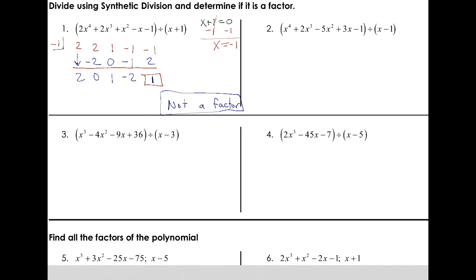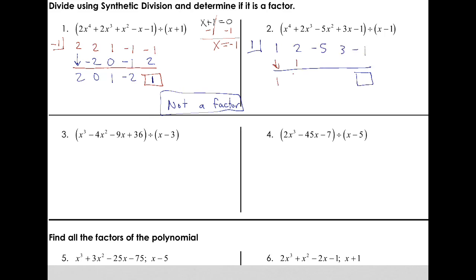All right, so we'll set up here. That's a negative 1 there, so we have a positive 1 here. Our exponents, 4, 3, 2, 1, and then a constant. So we know we can use all the numbers that are there. 1, 2, negative 5, 3, and a negative 1. Remember, your box goes here. This automatically comes down. And then we can just do our math.